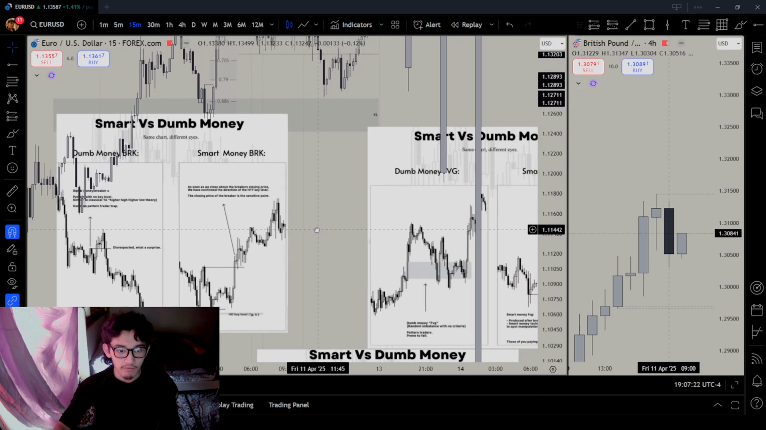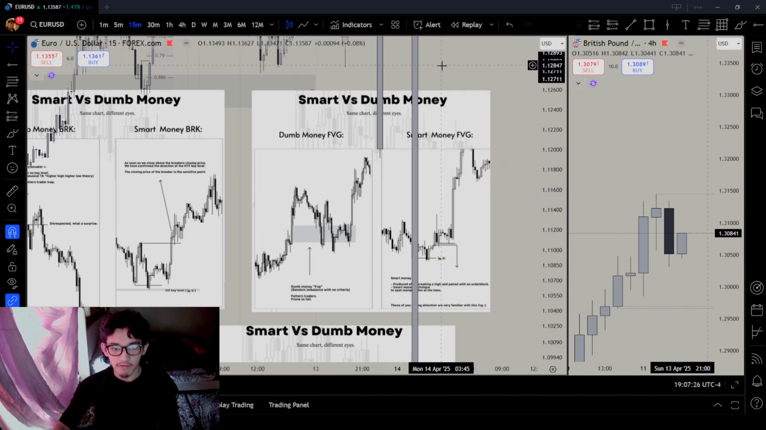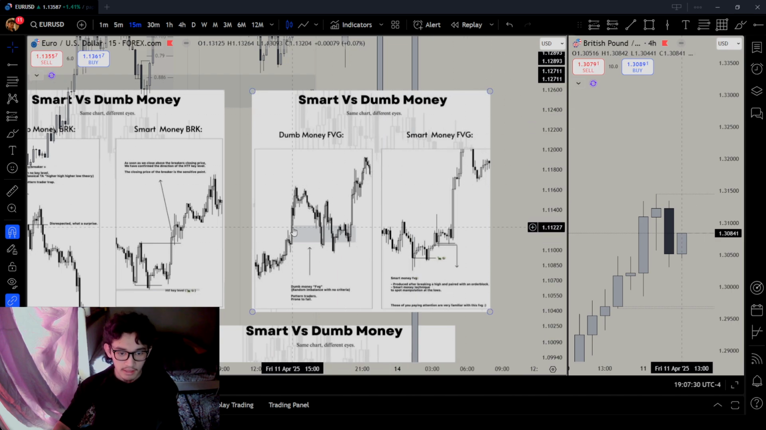Now let's go over the dumb money fair value gap and the smart money fair value gap. Same chart, but different eyes. A dumb money fair value gap: they look at the 15-minute, 5-minute, 30-minute, or 1-minute chart, longing a random imbalance with no criteria. So a dumb money fair value gap is a random imbalance with no criteria, and pattern traders are prone to fail.